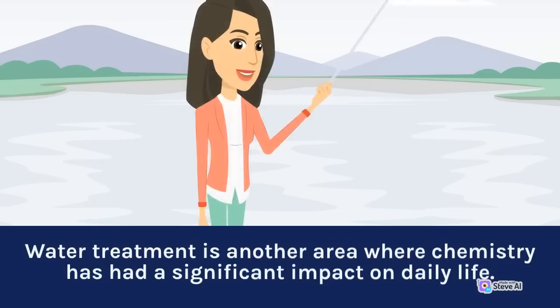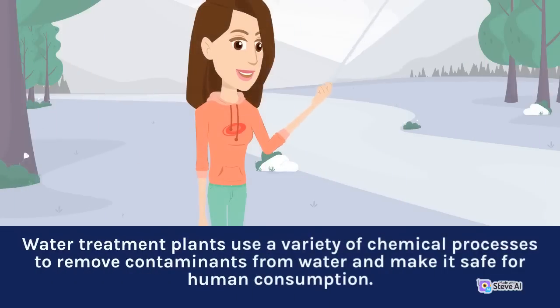Water treatment is another area where chemistry has had a significant impact on daily life. Water treatment plants use a variety of chemical processes to remove contaminants from water and make it safe for human consumption.